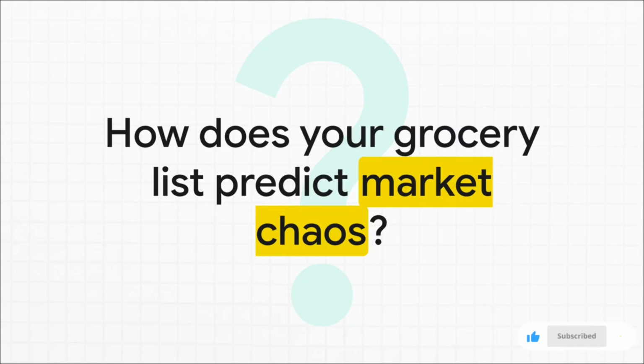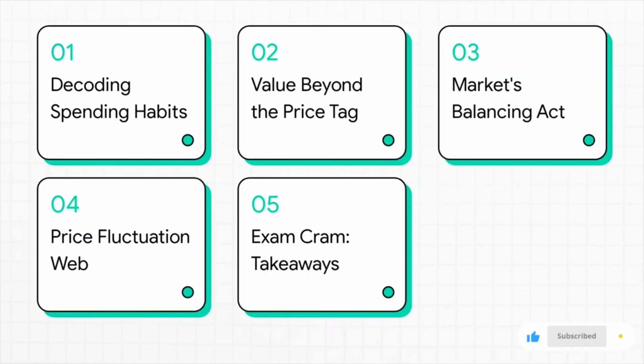But by the end of this explainer, you'll see that there's a direct line connecting your shopping cart to whether a market is stable or not. So how are we going to tackle this? Let's take a look. First up, we'll dig into how your spending habits get turned into a mathematical model.